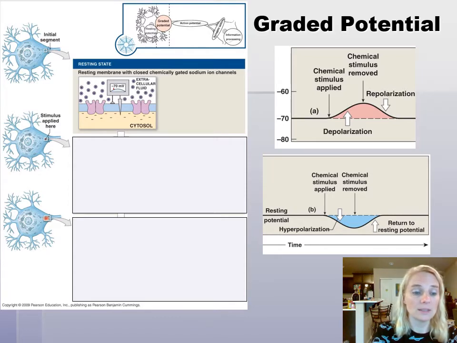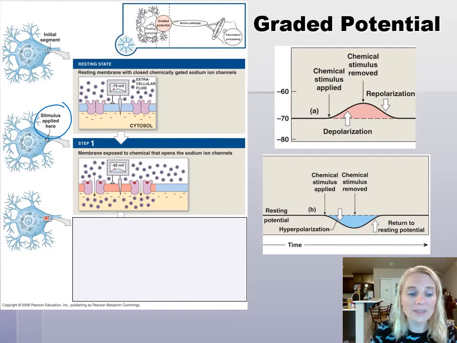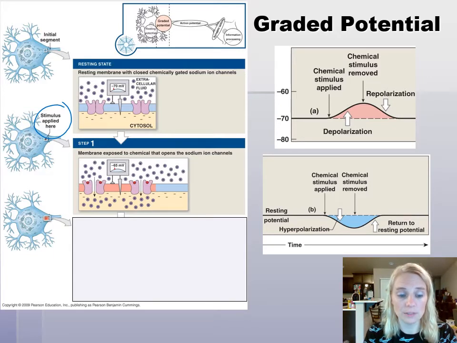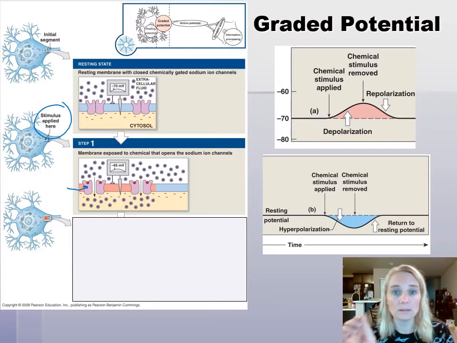Then it says stimulus applied here. So the stimulus is applied right there on the cell body. It's right next to the axon. It's not on the axon. We're still in the cell body. So that stimulus is the arrival of acetylcholine. So here's the arrival of the acetylcholine, right? The little red molecule binding to its receptor site, opening up the chemically gated channels.